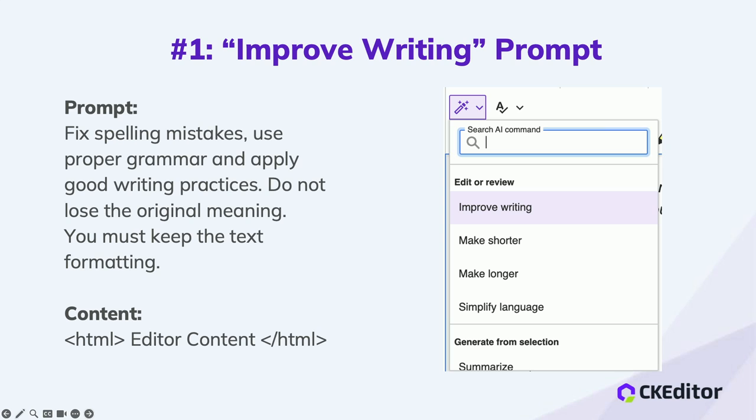That means this. So I have something called improve writing. That's what my user sees. But behind the scenes, what I'm actually asking ChatGPT or Bing or Gemini to do is essentially saying, hey, fix the spelling mistakes, use proper grammar, and apply good writing practices. Don't lose the original meaning. You must keep the text formatting. All of that makes improved writing. So as you can see, behind the scenes, there's a lot going on for the prompt. But to those users who have not used generative AI before, they're not going to know how to write all of those five sentences to talk about improved writing. They just know they want to improve their writing. And this will help them do that. So that's kind of one example of what we do.